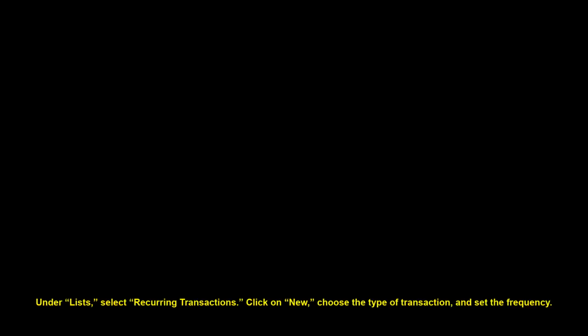Next, implement recurring transactions for regular expenses. Navigate to the gear icon in the upper right corner. Under Lists, select Recurring Transactions. Click on New, choose the type of transaction, and set the frequency. Fill in the necessary details, such as amount and category. Save the transaction to automate it for the specified periods.